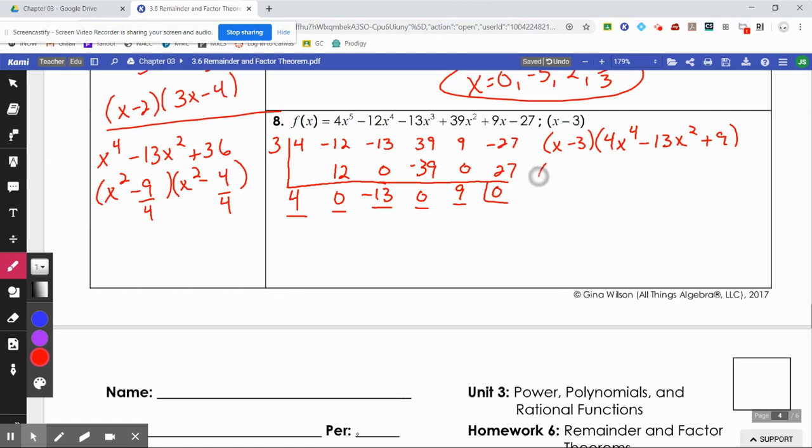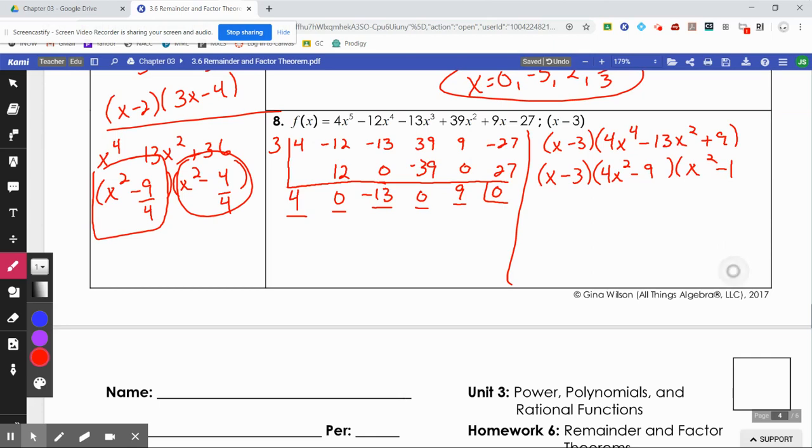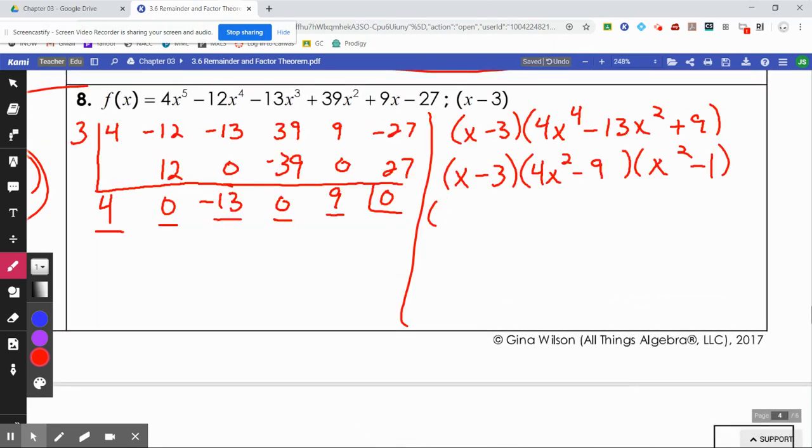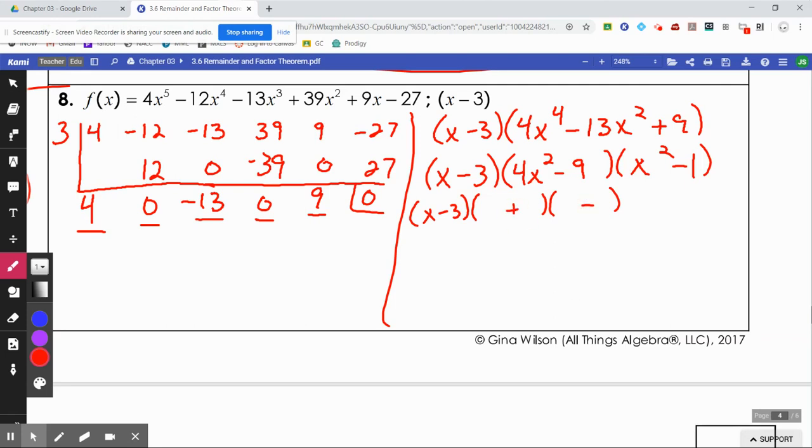And you will have, let's go ahead and bring my x minus 3 down. Two sets of parentheses. x squared minus 9/4 will not reduce, so move the 4 back up front. It'll be 4x squared minus 9. And then x squared minus 4 over 4 will be x squared minus 1. And both of those are difference of squares. So I now have x minus 3. Difference of squares factors into conjugates. Plus, minus. 2x times itself gives you 4x squared. 3 times itself gives you 9.